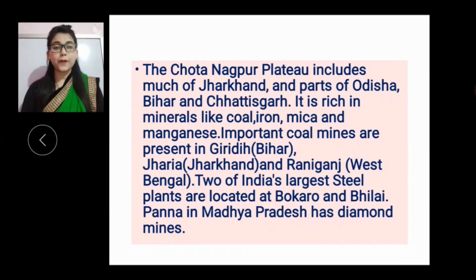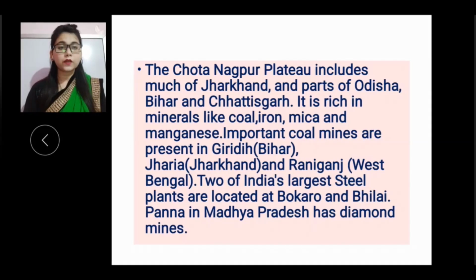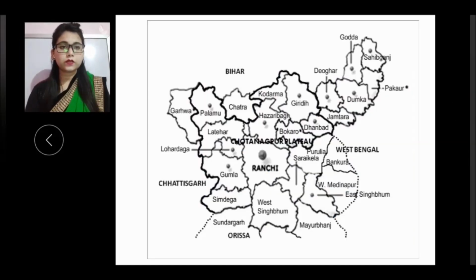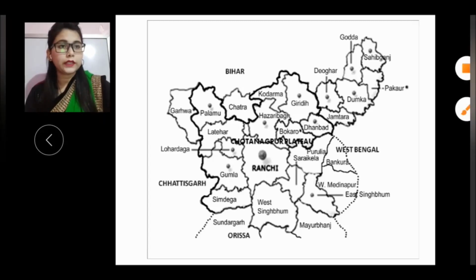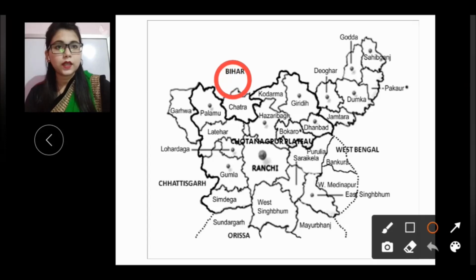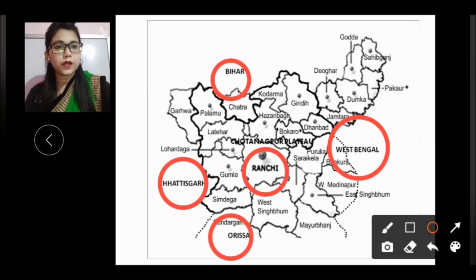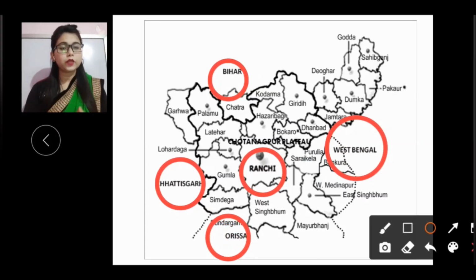And students, many parts of the Chota Nagpur Plateau are covered with thick forest, from where we get wood and important forest products. Understood? So students, here I want to show you the Chota Nagpur Plateau and what it includes. Here you can see Bihar, Chhattisgarh, Jharkhand, West Bengal and part of Odisha. The Chota Nagpur Plateau covers this much part: some part of Bihar, Chhattisgarh, Jharkhand, West Bengal and Odisha.